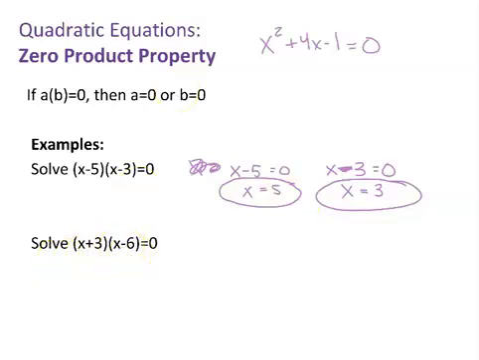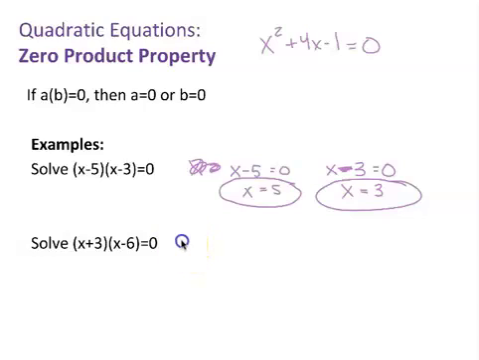Same with down here. I think you guys, if you want, can try this on your own. So it says solve for x plus 3 times x minus 6 equals 0. So what would be our values of x that would work? If you want to click pause and try this on your own, you're more than welcome to, and then check your work with mine.